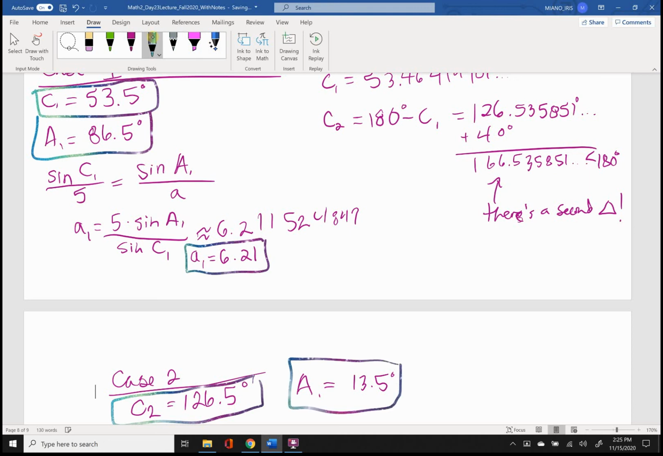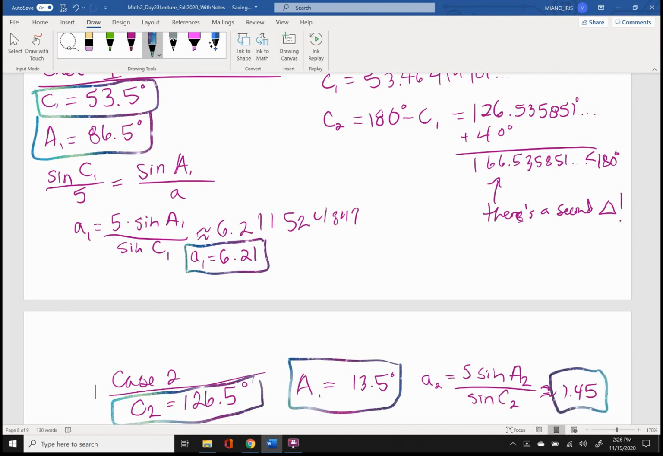ratio proportion thing, law of sines, and I'll cut right to the chase and say, okay, lowercase a sub 2, therefore, and you could use the same kind of format here. You just change your subscripts of 1s to 2s. A sub 2 will therefore also equal 5 times the sine of capital A sub 2 over sine of C sub 2. And therefore that equals approximately 1.45. Okay. So there you go.